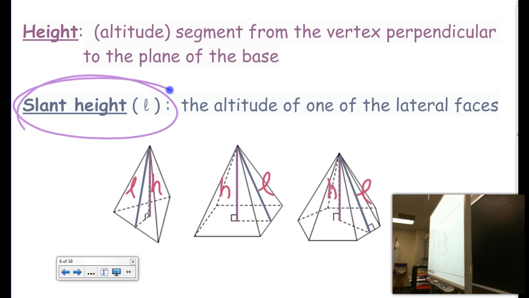Yes, Torin? Does that go on the sides of it? It's in the middle of the sides. Right, so this is my pyramid. The height is going to be this. The slant height is going to be this. The slant height is on the pyramid, whereas the height is just in the middle of the pyramid, hanging out right in the middle, perpendicular to the base. Height, slant height.